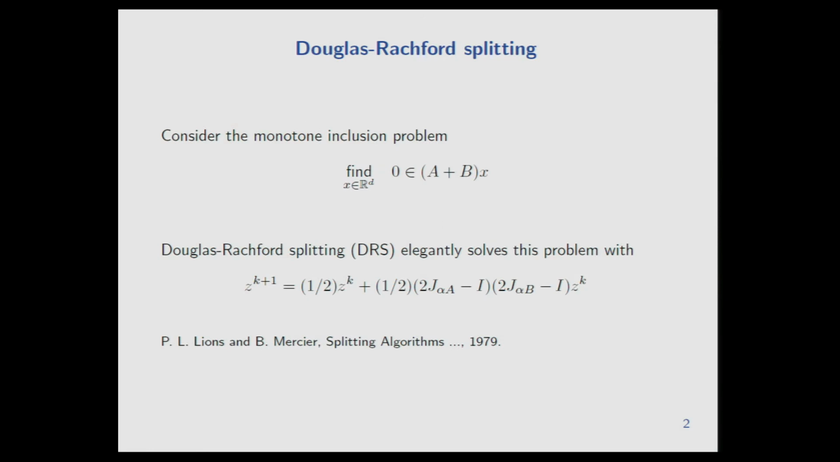Okay, so I think we all know Douglas-Rachford splitting, but let me just review. We consider this monotone inclusion problem where we have maximal monotone operators A and B. The decision variable is x, and x lives within a finite-dimensional space, R^d. Douglas-Rachford splitting, which I'm going to, from now on, refer to as DRS, elegantly solves this problem with this fixed point iteration. Despite the name, it was formalized by Lions and Mercier in 1979.